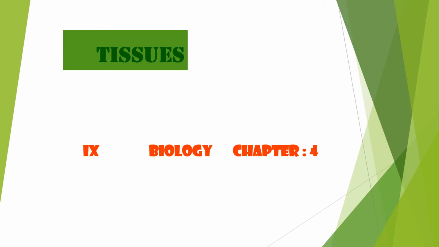We shall start with a new chapter in biology, tissues. In your previous lesson, we have discussed the cell components and types of organisms based on the number of cells: unicellular and multicellular.